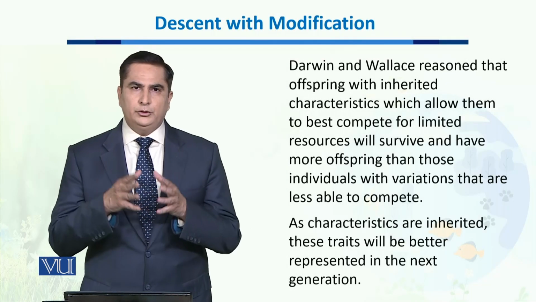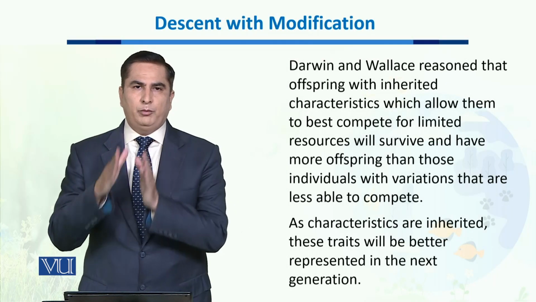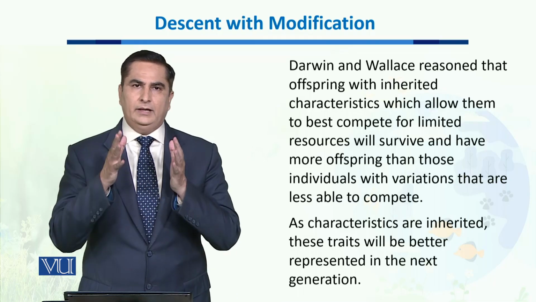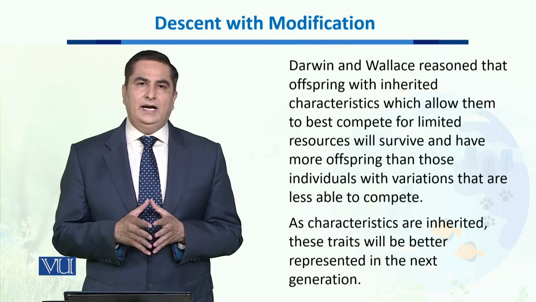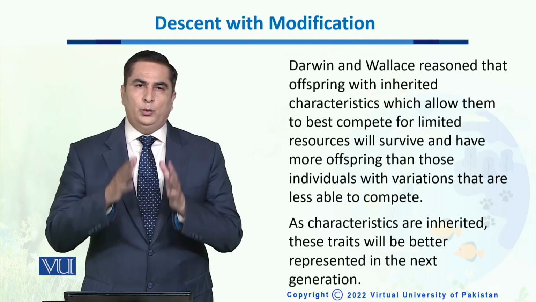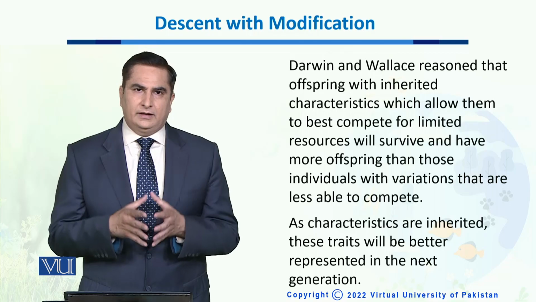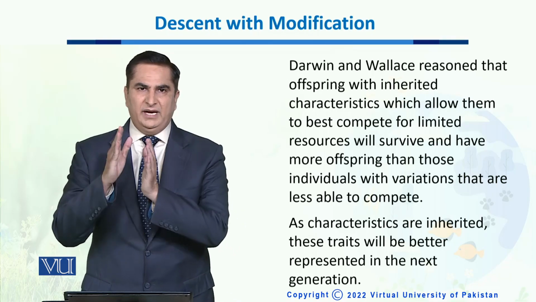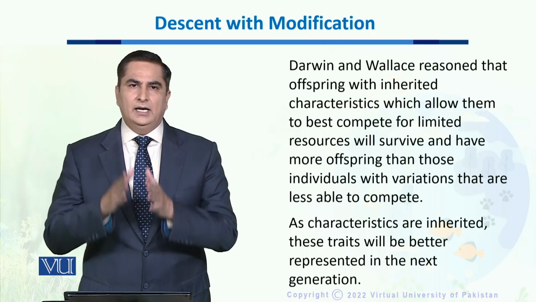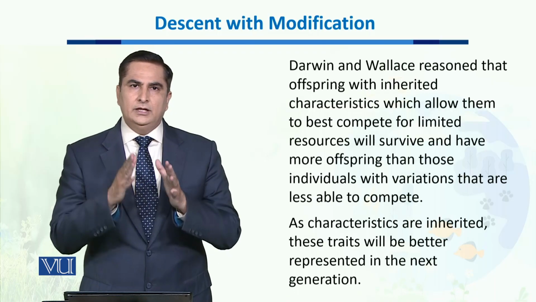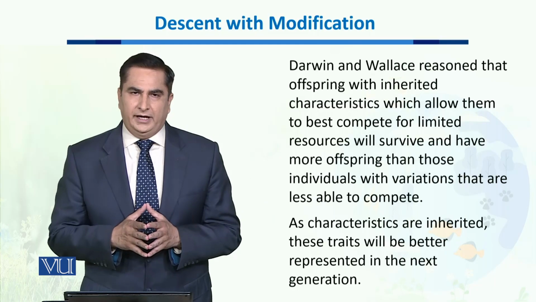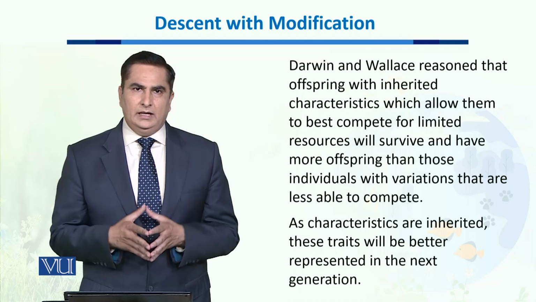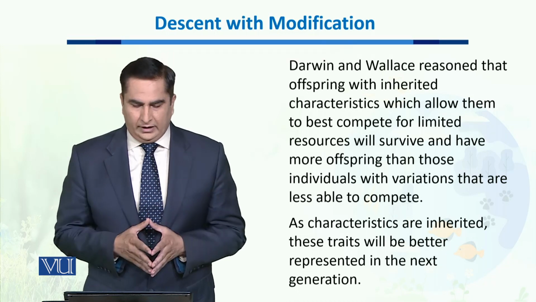Dear students, in this unit, we will talk about another important aspect of Darwin's theory of evolution, and that important aspect is descent with modification, which means that those characteristics which make an organism best suited to its environment are transferred successfully to the resultant offspring and make them survive better in a certain environment than the other organisms.